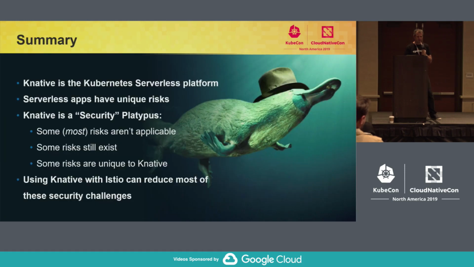Just to wrap up the talk, because the time is over. Knative is the Kubernetes serverless platform. Serverless apps have unique risks. Knative is kind of a security platypus, because some of the risks are not applicable, some of the risks still exist, and some of the risks are really unique to Knative. Using Knative with Istio can reduce most of those risk challenges. But again, there are obviously performance drawbacks, and you need to balance where you want to be. Am I on time? Perfect. Thank you very much. Any questions, any feedback? Would love to hear it, please.